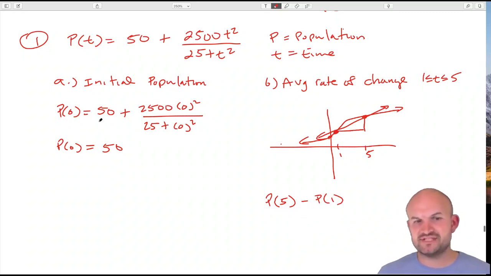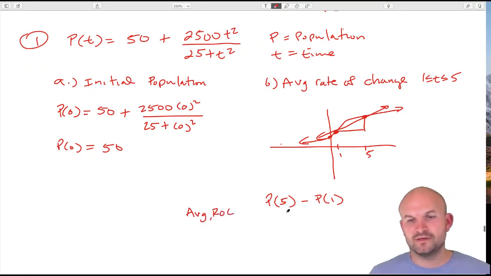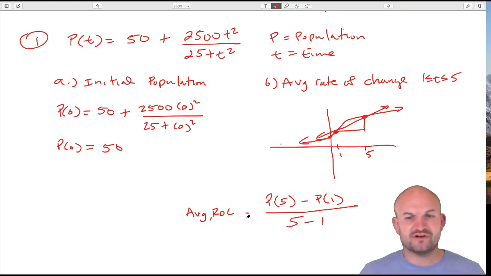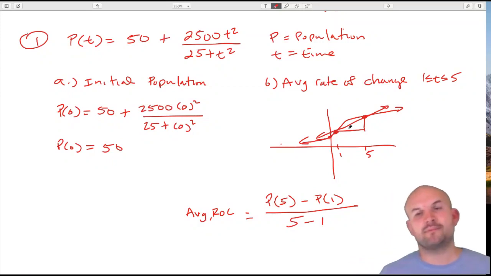So just like I did p of 0, which was easy, you're going to do p of 5 minus p of 1, and this again represents the average rate of change. And then you're going to divide that by the change in run, which is 5 minus 1. And then obviously you just go ahead and figure that out, and that's going to give you that approximation.